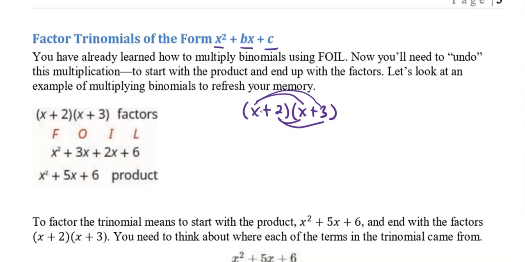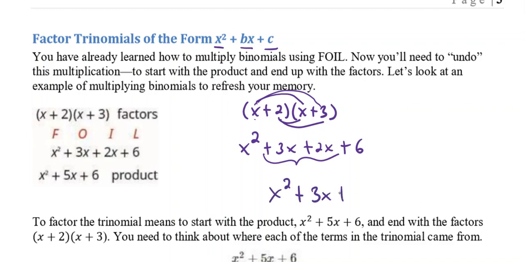If we did that, x times x, the first one, would be x squared. And then x times 3 would be 3x. And then 2 times x is 2x. And then 2 times 3 is 6. Careful, we're not quite done. What would we do with those? Yeah, combine like terms, right? So then this would be x squared plus 5x plus 6.